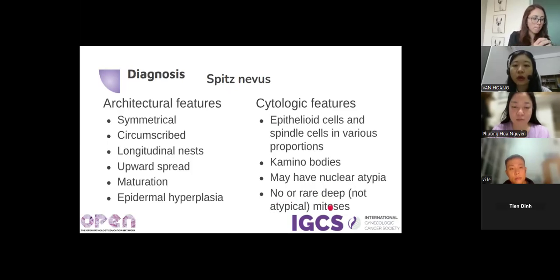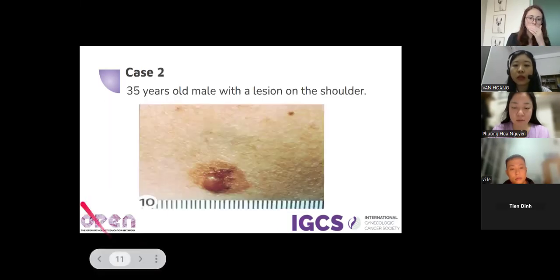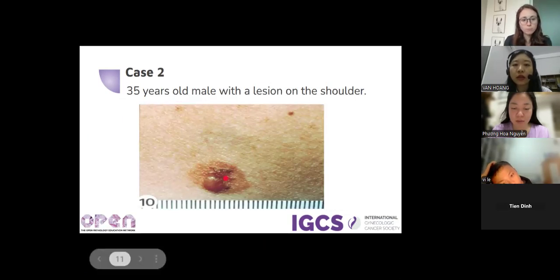So now we go to the second case. The second case is a 35-year-old male with lesions on the shoulder. We see here pigmented lesions, slightly raised with irregular edges. The color is variable, with a central dark brown and surrounding lighter brown pigmentation. The border is not sharply demarcated and blends into the surrounding skin. The diameter is about 6 to 7 millimeters.